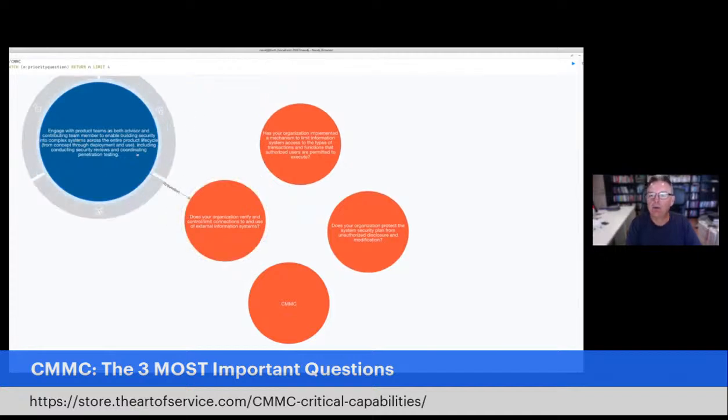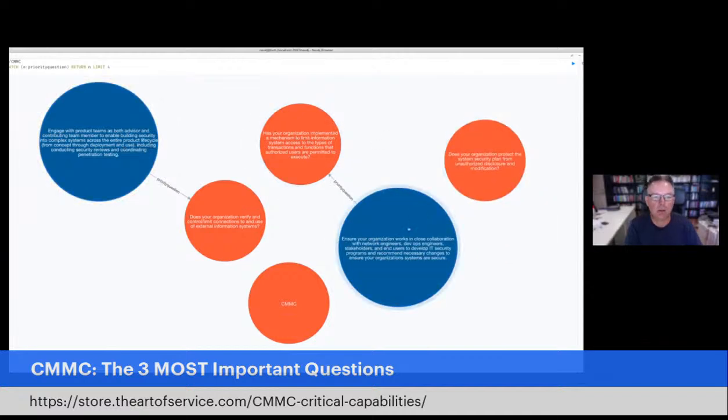You engage with product teams as both advisor and contributing team member to enable building security into complex systems across the entire product lifecycle, from concept through development and use, including conducting security reviews and coordinating penetration testing. So if you've done that, then you've already got a lot under control for CMMC. That's what these things do: they help you along the way of making sure that you're covering the areas that need to be covered under CMMC.